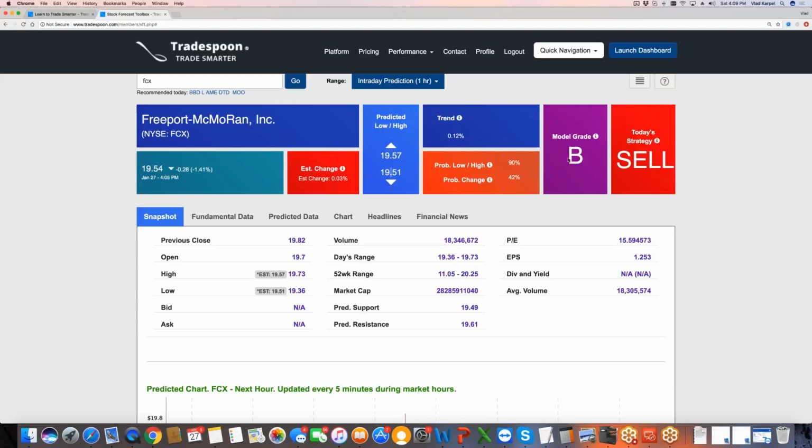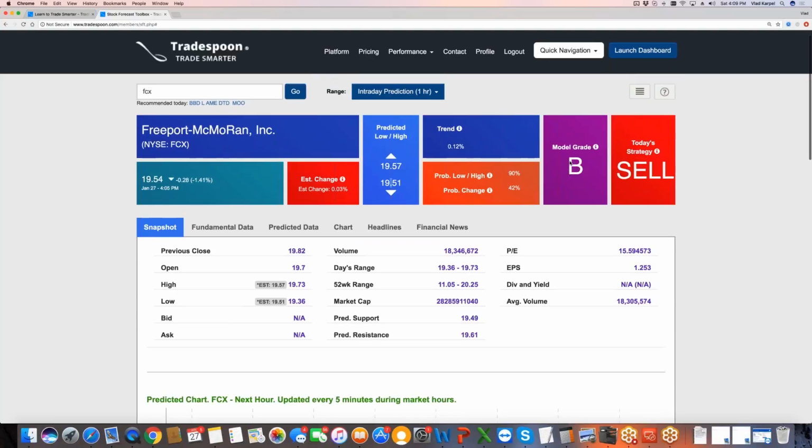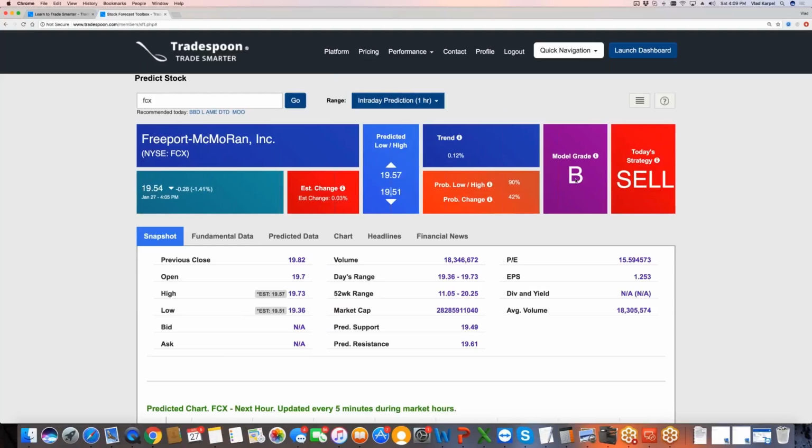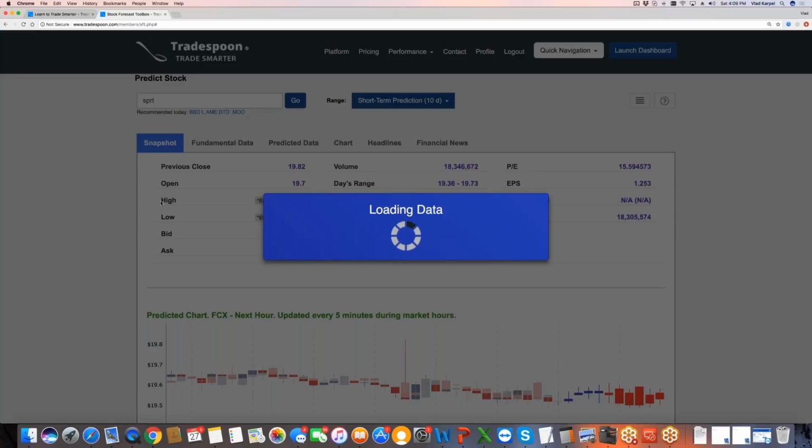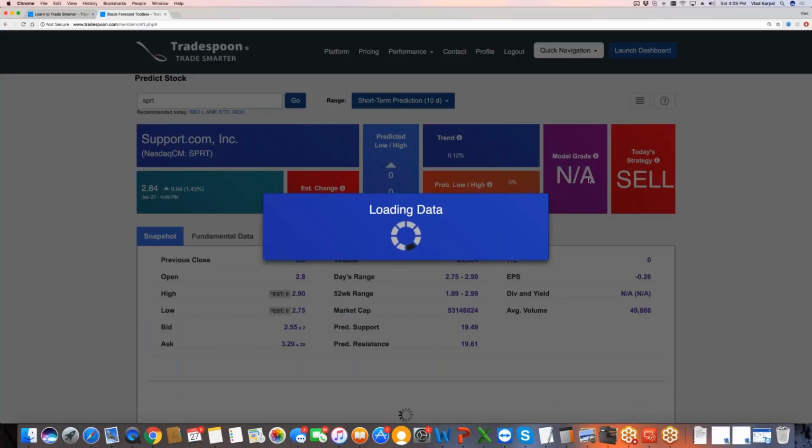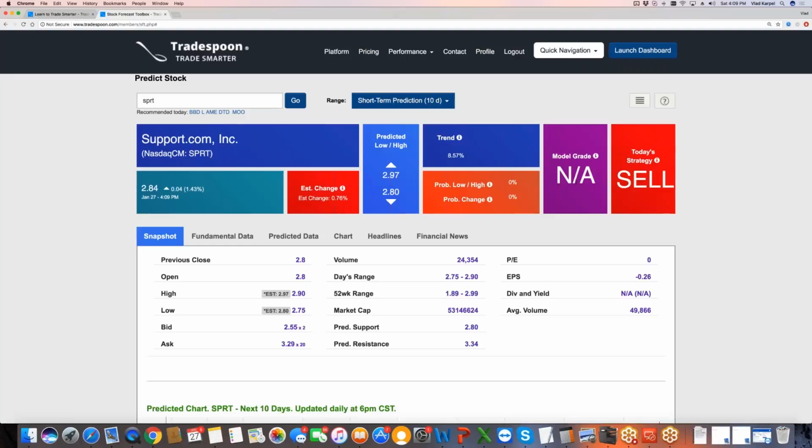What does the model grade mean? Well, model grade basically means we analyze 3,000 stocks. For some stocks, like, what was it, SPRT? I think we were talking about SPRT. Some of the biotech stocks, the model is NA. It's very volatile, not a lot of volume.